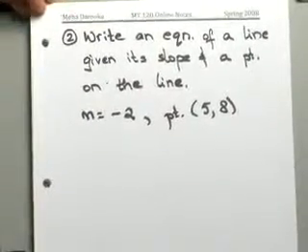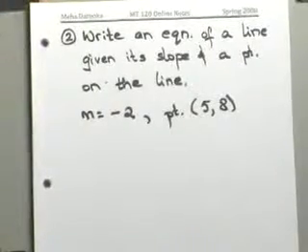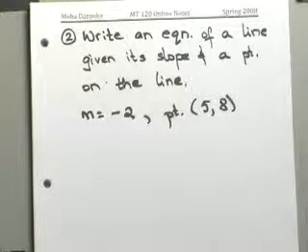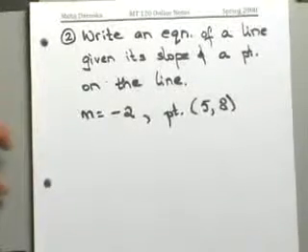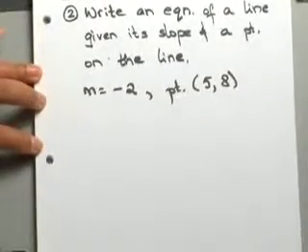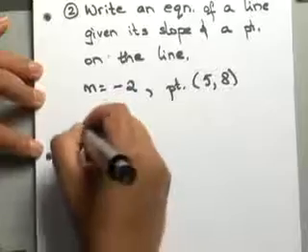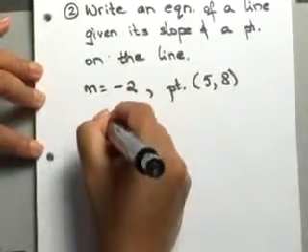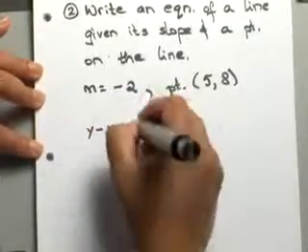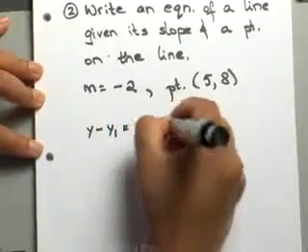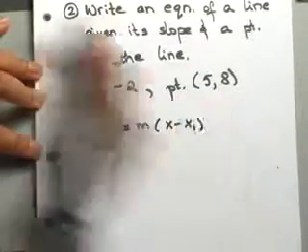Now what we are going to do here is write an equation of a line where we're given its slope and a point on the line. So the given slope is -2 and the point is 5, 8. So how do we come up with the equation of a line? We will use the point slope form that we just saw. Our point slope form was y minus y1 equals m times x minus x1.